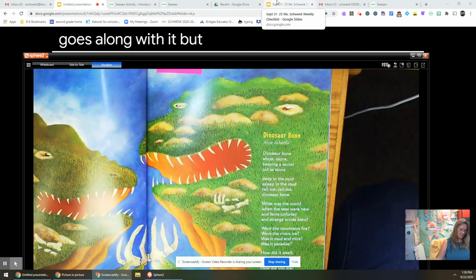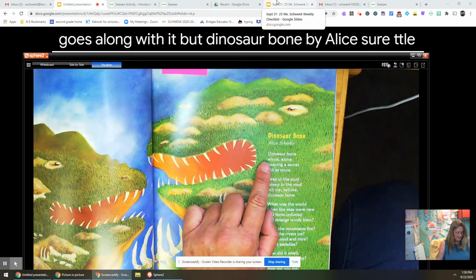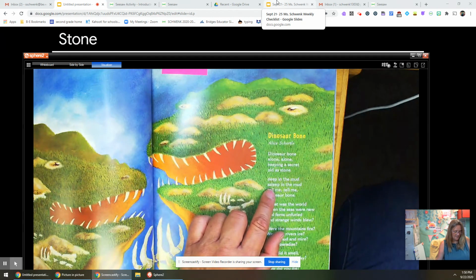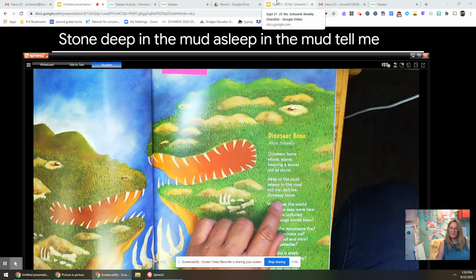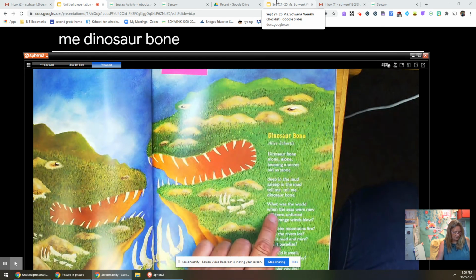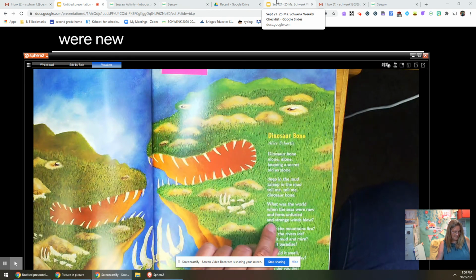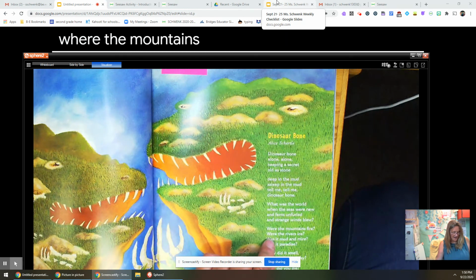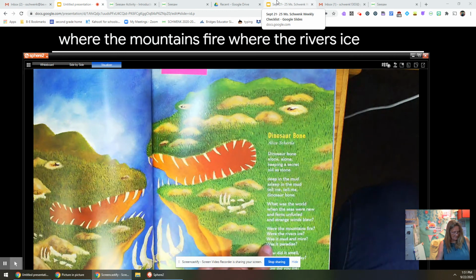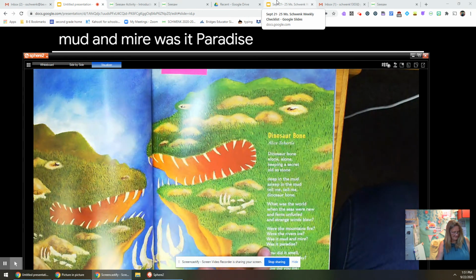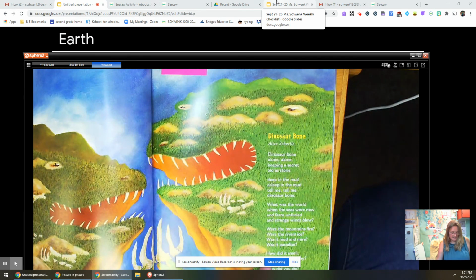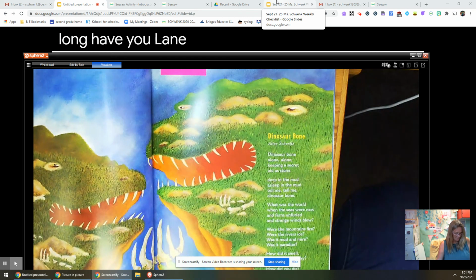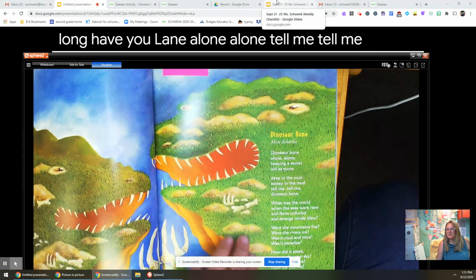But Dinosaur Bone by Alice Schertle. Dinosaur bone, alone, alone, keeping a secret, old as stone. Deep in the mud, asleep in the mud, tell me, dinosaur bone. What was the world when the seas were new, and ferns unfurled, and strange winds blew? Were the mountains fire? Were the rivers ice? Was it mud and mire? Was it paradise? How did it smell, your earth, your sky? How did you live? How did you die? How long have you lain alone, alone? Tell me, dinosaur bone.